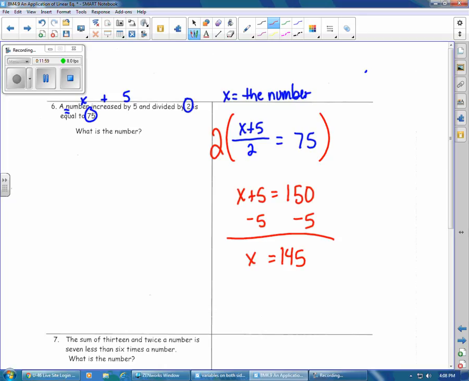So again, let's just make sure that works. 145 plus 5. So if I plug it back in, 145 plus 5 divided by 2 equals 75. Let's see if it works. 145 plus 5 is 150 divided by 2. And that would be 75 equals 75. Don't even need a calculator for that one.